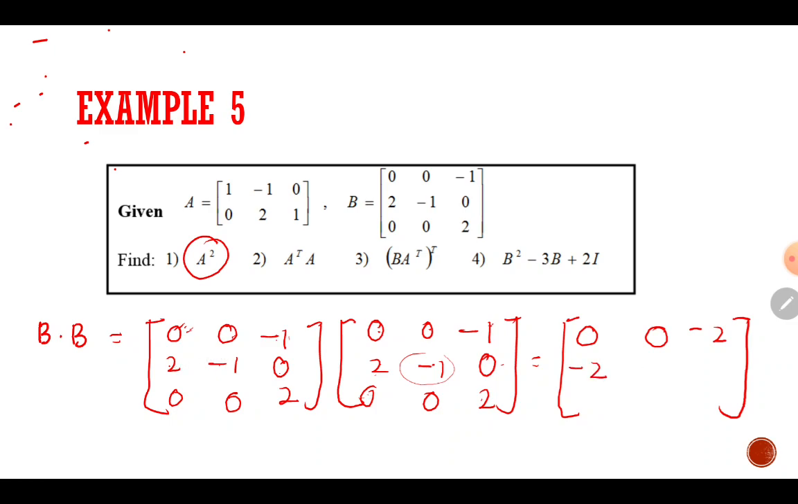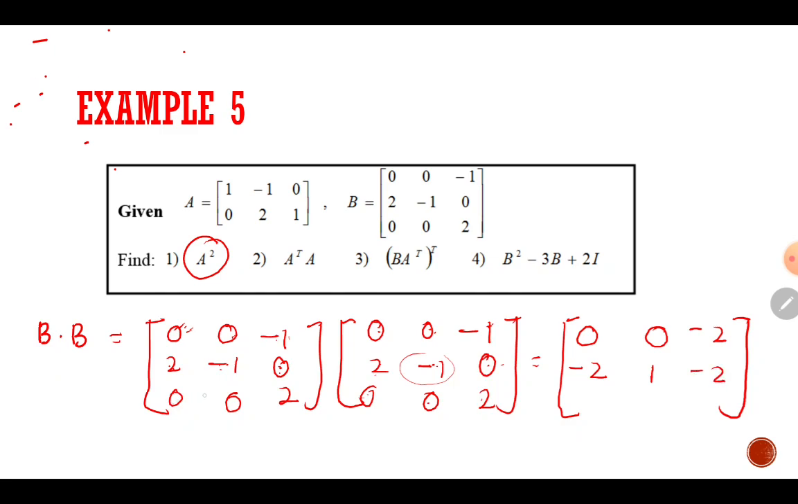And then we have here 2 times 0, 0, negative 1 times negative 1, you get 1. 0 times 0. Okay, so you get 1 here. 2 times negative 1 is negative 2. Negative 1 times 0, 0. 0 times 2, 0. Okay, negative 2 here.